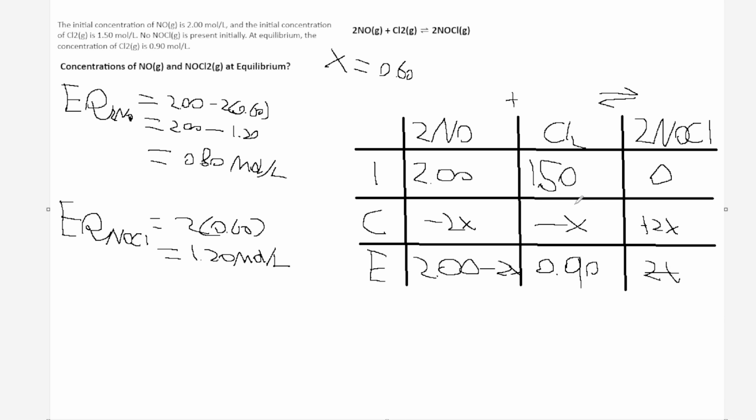And that's it. The concentrations of nitrogen monoxide and nitrosyl chloride gas are 0.80 moles per liter and 1.20 moles per liter respectively.